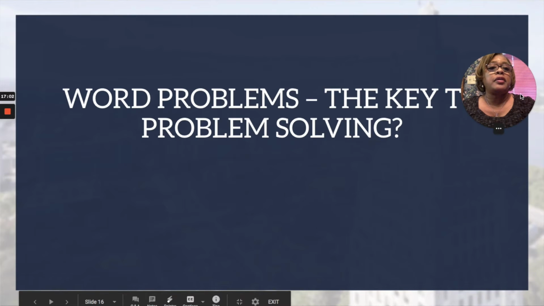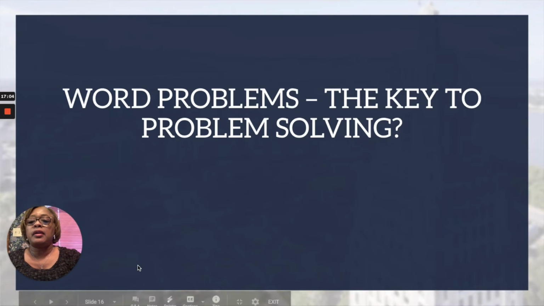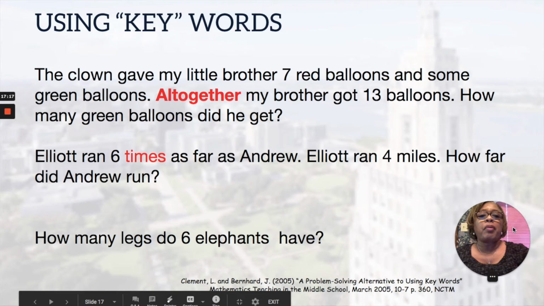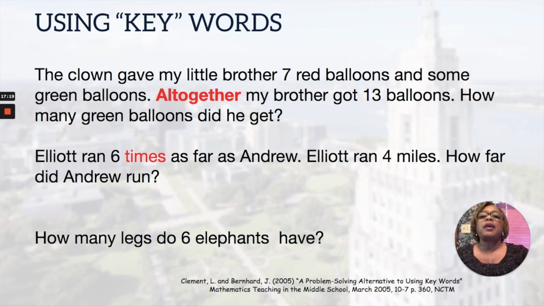So, of course, what's the magic thing that we can use to help kids with this? It's got to be those word problems, right? They've been around forever. That's going to be the magic key to help my kids to solve problems, right? And of course, when we think about those wonderful word problems, sometimes we think about things such as this, those key words. Well, are they really key?